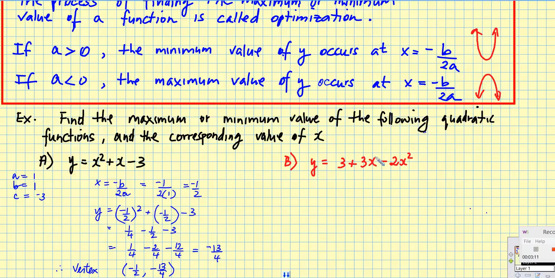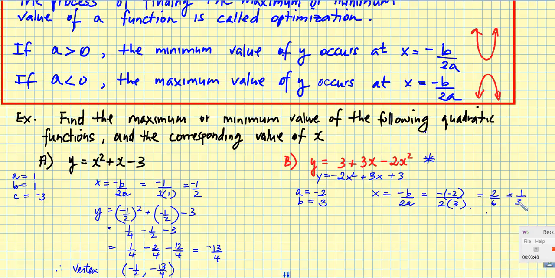Okay, let's take a look at the second example. We have to make sure that we put it in the correct order, so that we've got negative y equaling negative 2x squared plus 3x plus 3. So my value of a is equal to negative 2, and my value of b is equal to 3. And so x is equal to negative b, all divided by 2a, which makes it negative 3 divided by 2 times negative 2, and that gives us 2/6, which is equal to 1/3.